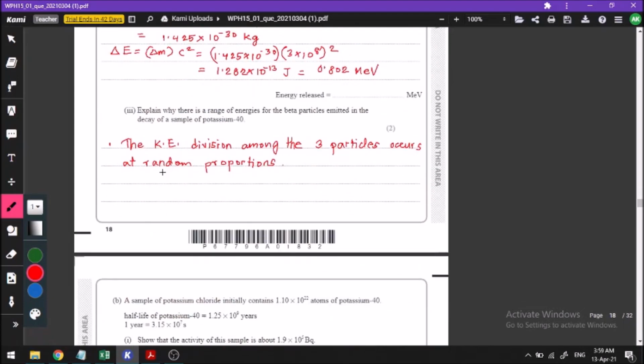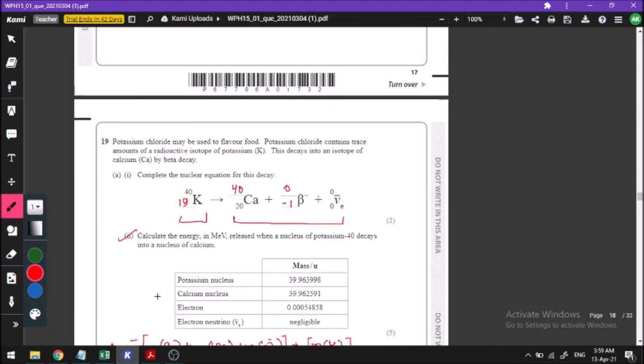Explain why there is a range of energies from the beta particles emitted in the decay of the sample of potassium-40. You see, what happens is, the potassium nucleus decays. It gives out kinetic energy.